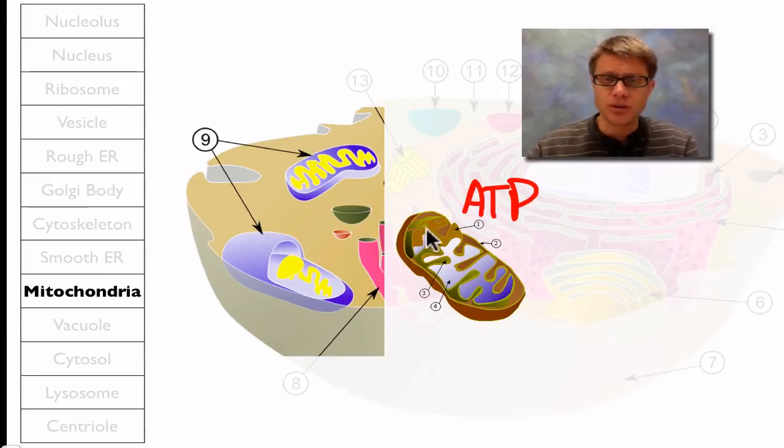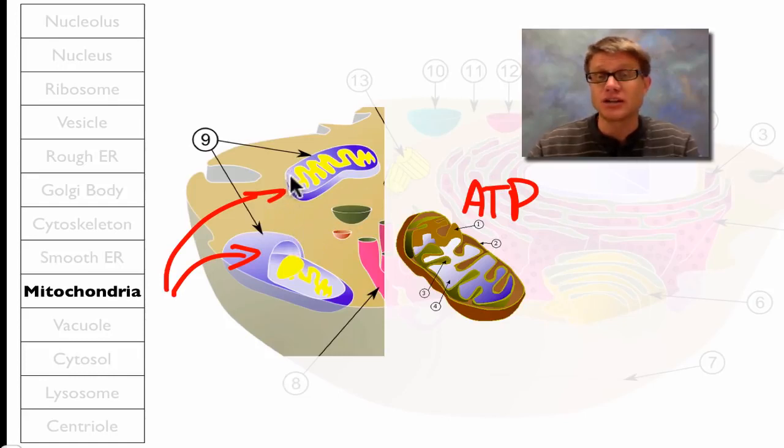It basically has a folded membrane inside a membrane. It looks a lot like a bacteria, and that's because scientists think that they became parts of our cells through endosymbiotic theory. In other words, they became parts of the cell, they produce ATP for that cell, and then they get a place to live.